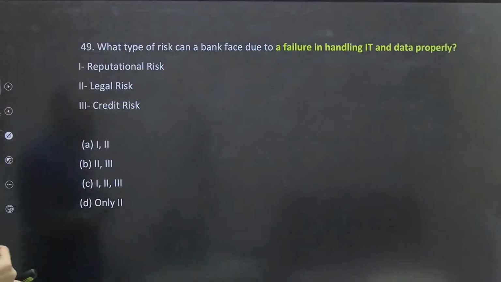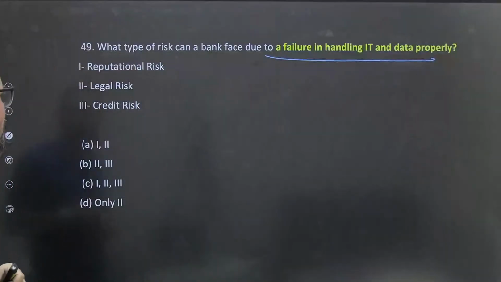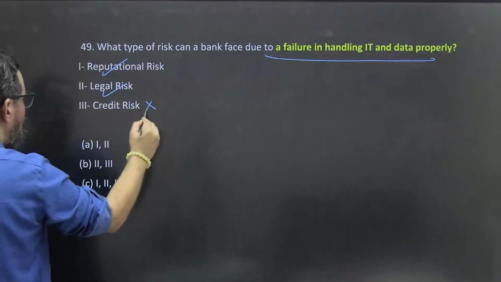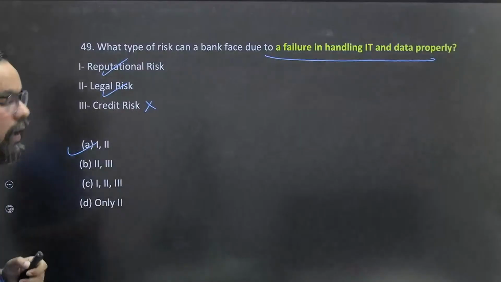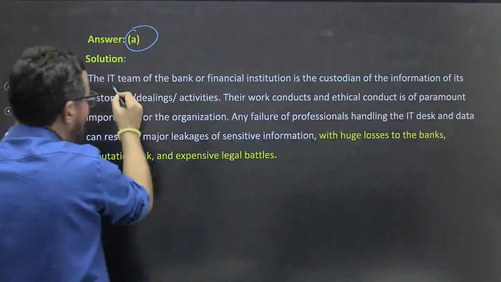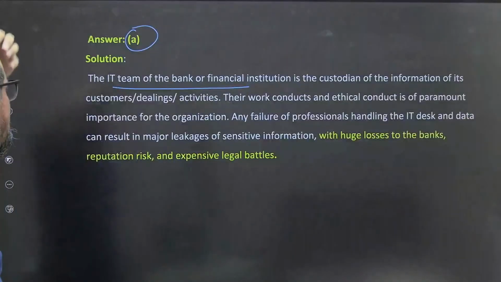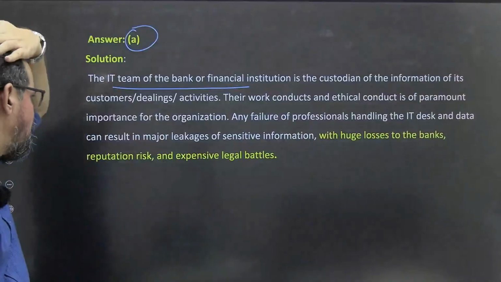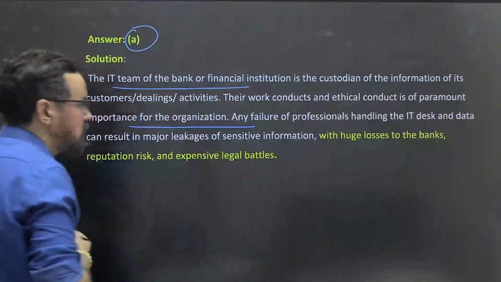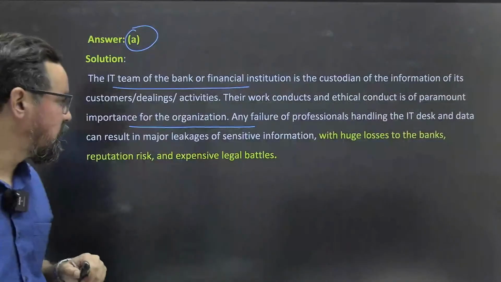Chalo, next one. What type of risk can a bank face due to failure in handling IT and data properly? Okay. So which type of risk can we face? Reputation yes, legal yes, credit no. 1 and 2 means option A should be the right answer for this particular one. Option A will be the right answer. So the IT team of a bank or financial institution is a custodian of information of its customers' dealing activities. Their work conduct and ethical conduct are of paramount importance for the organization. Any failure can lead to huge losses of the bank's reputation as well as extensive legal battles.